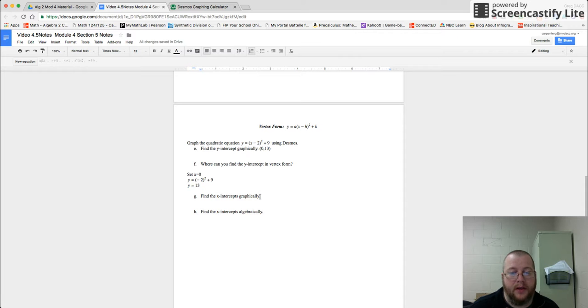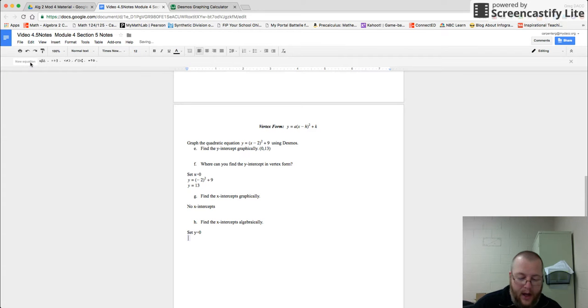What were the x-intercepts graphically? Well, that was easy as well because remember there were no x-intercepts. Because the vertex was above the axis and it went up. Now, could you find these algebraically? You absolutely could. We just do it the same way as we always do. We would set y equal to 0 because x-intercepts are always where y equals 0. So I'll get 0 equals (x minus 2) squared plus 9.